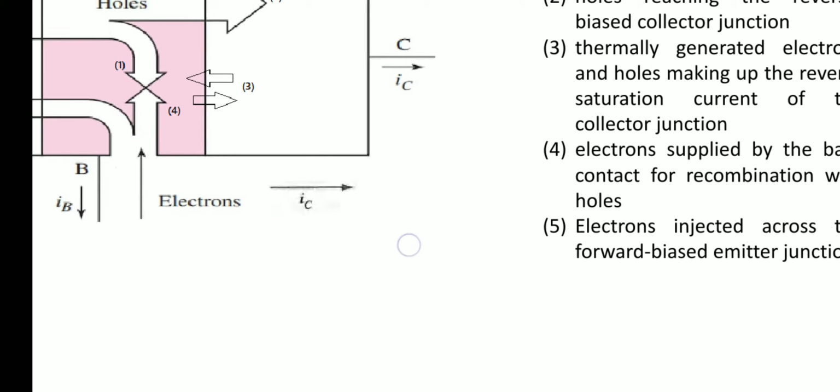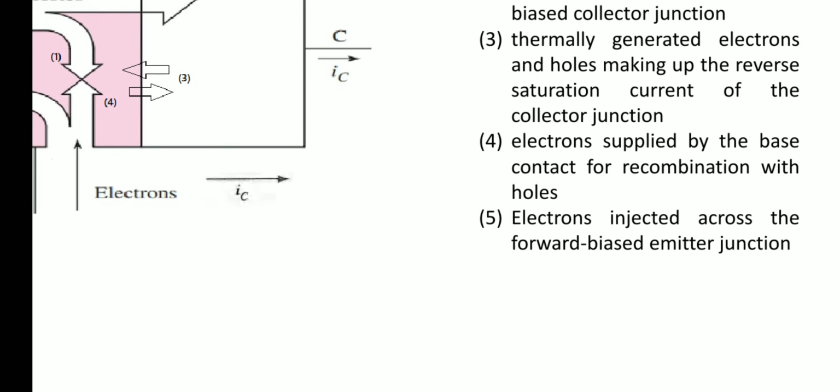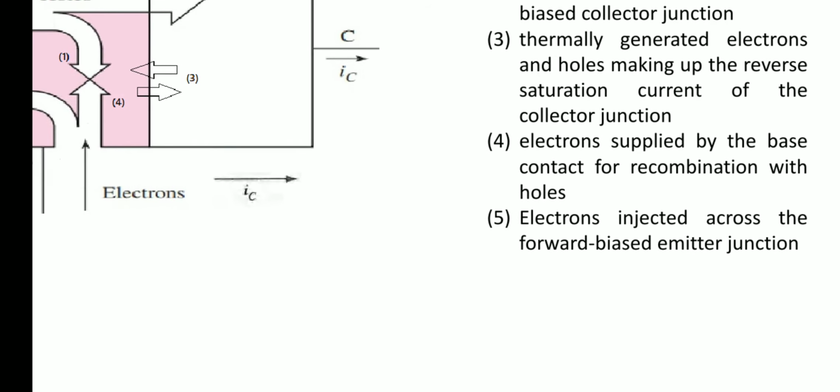Next we can see what the fourth one is. The fourth one is electrons supplied by the base contact for recombination with holes.